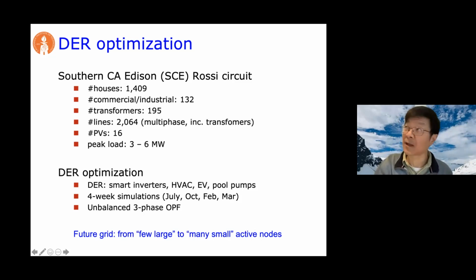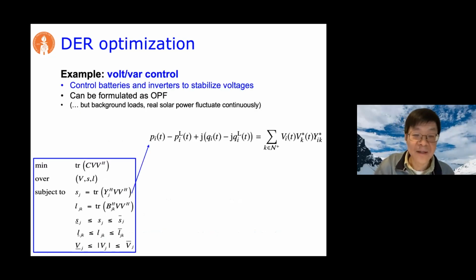We will look at this tomorrow, at the beginning of tomorrow, much more closely. This is just one example of how OPF, which is something like what we saw, a QCQP, can be used for this kind of DER optimization. Say for voltage control, for example, if you write down the power flow equation, it looks something like this. On the right-hand side is the quadratic function in voltage that we saw before in the power flow. On the left-hand side is the injection.